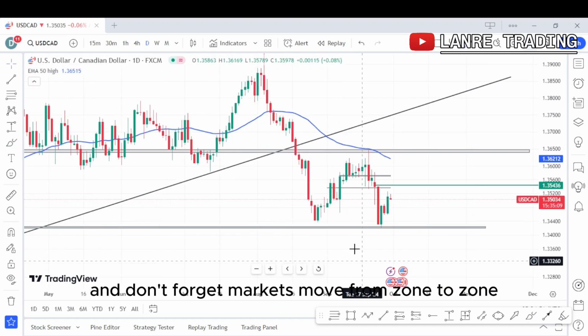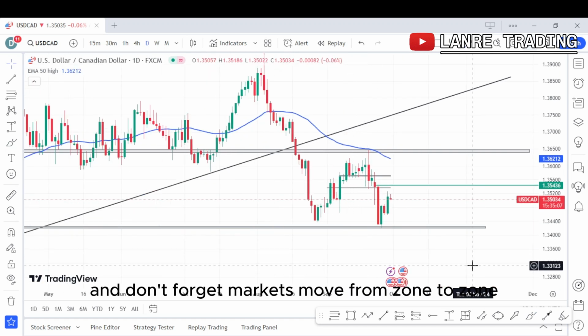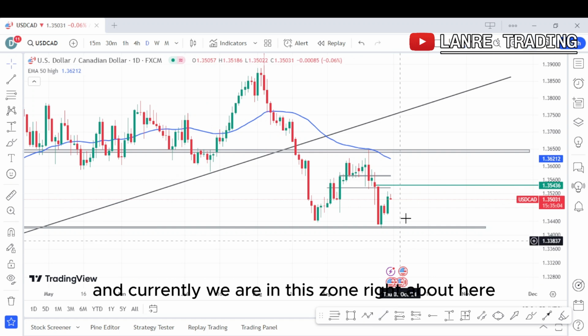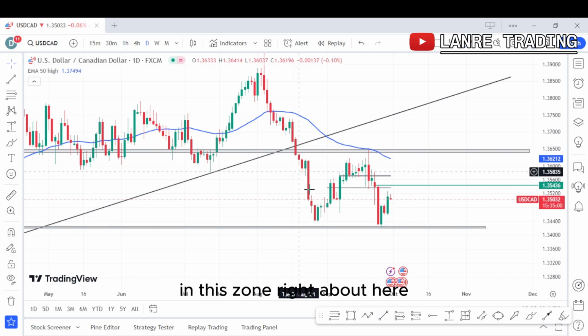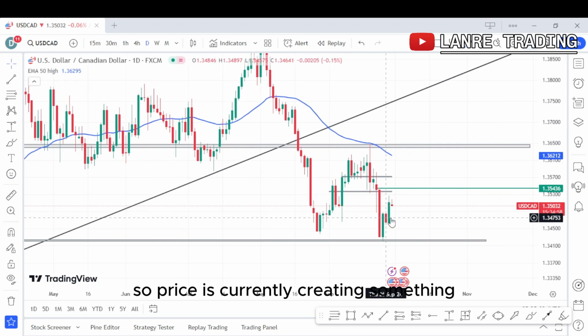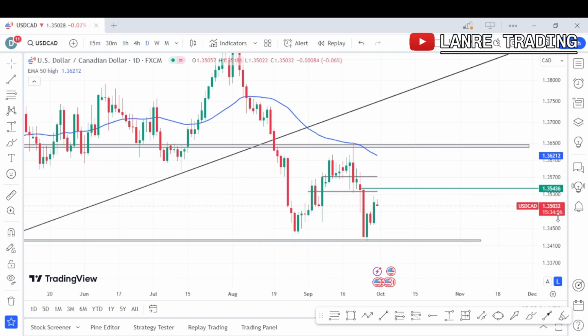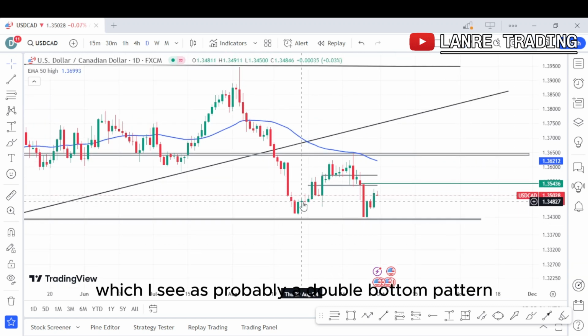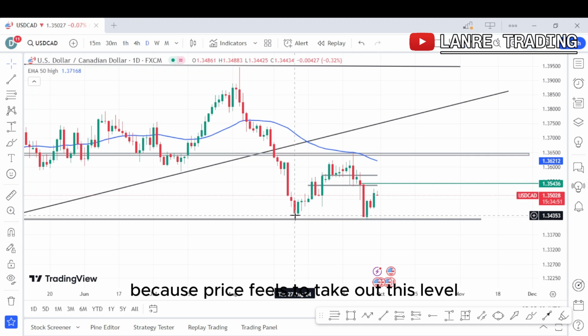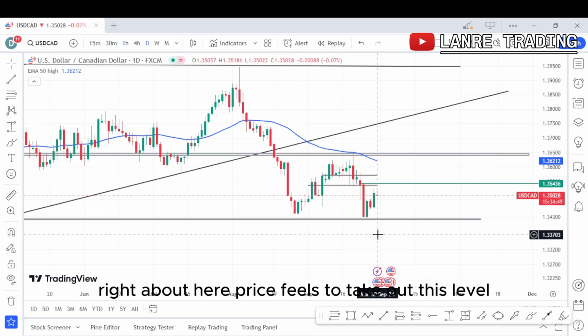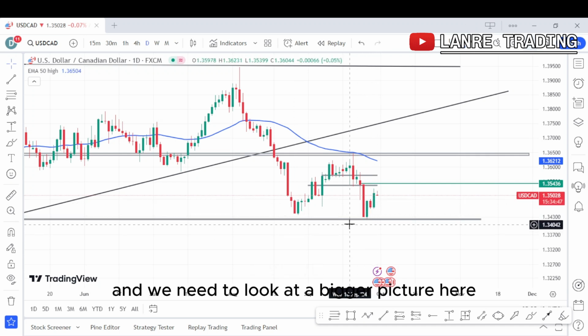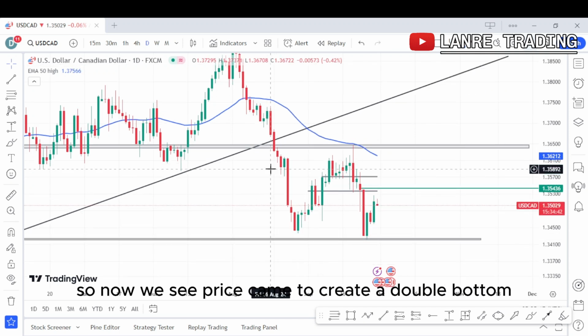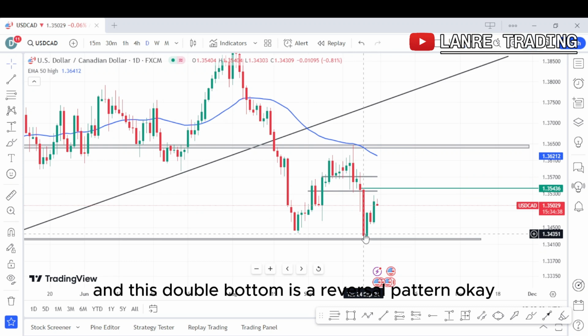And don't forget, markets move from zone to zone, and currently we are in this zone right about here. So price is currently creating something which I see as probably a double bottom pattern, because price failed to take out this level right about here. We need to look at the bigger picture here. So now we see price came to create a double bottom right about here, and this double bottom is a reversal pattern.